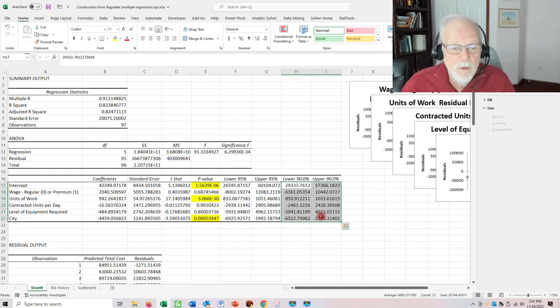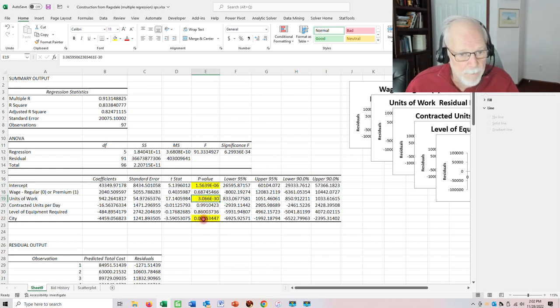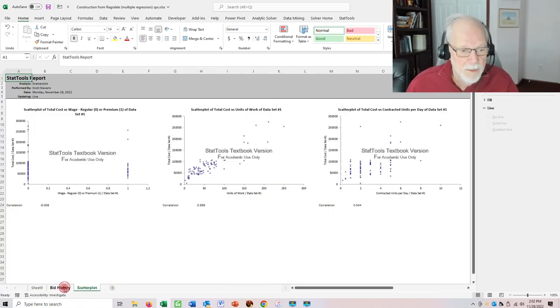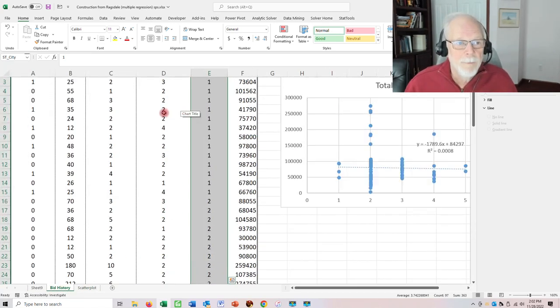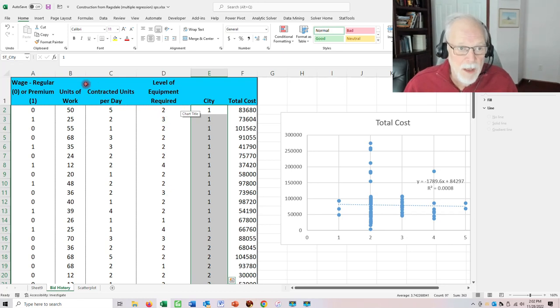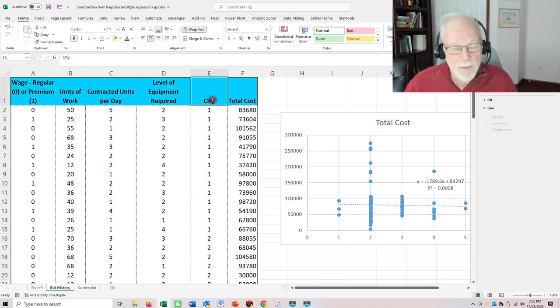Okay, so let's get rid of those variables that we found to be insignificant and look at the remaining model. I'll do that now by rerunning this. Let's go back. We want to keep the intercept, units of work, and the city. All right, so let's go back to the model. Scatter plot, I'm sorry, bit history. I want the intercept, which is not a column. I want units of work and city as my inputs.